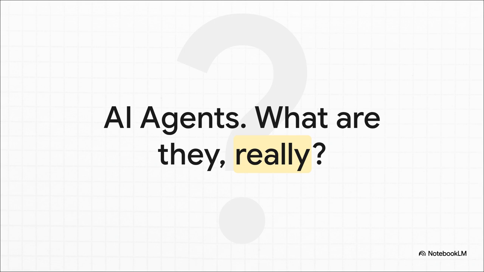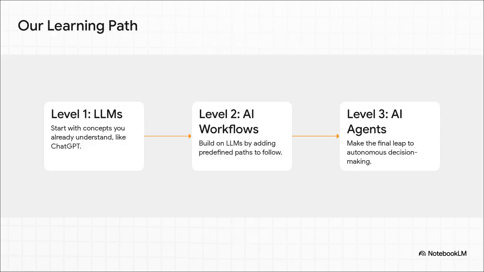This is for you, me, for anyone who uses AI tools and just wants to get what's coming next in plain English. Sound good? Okay, let's do this. To make this super clear, we're going to break it down into a simple, 3-level learning path. We'll start with something you're probably already familiar with, then we'll build on that with what are called AI workflows, and then we'll take that final step up to AI agents. It's like building blocks. By the end, I promise, it'll all click into place.